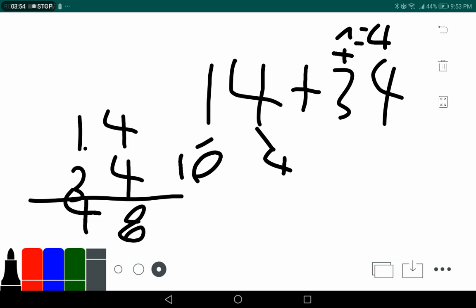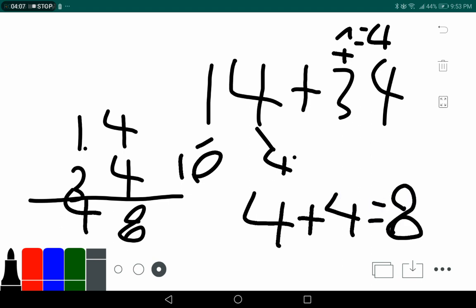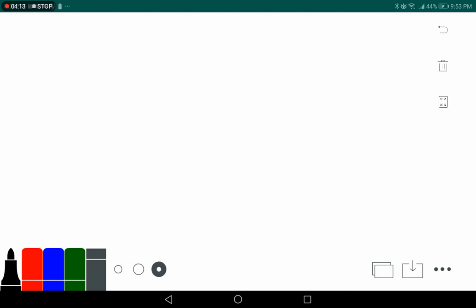But then now you have to add the 4 and you add it to the 44. And what we know is 4 plus 4 equals 8. You have 4 fingers. You count them 1, 2, 3, 4, 5, 6, 7, 8.